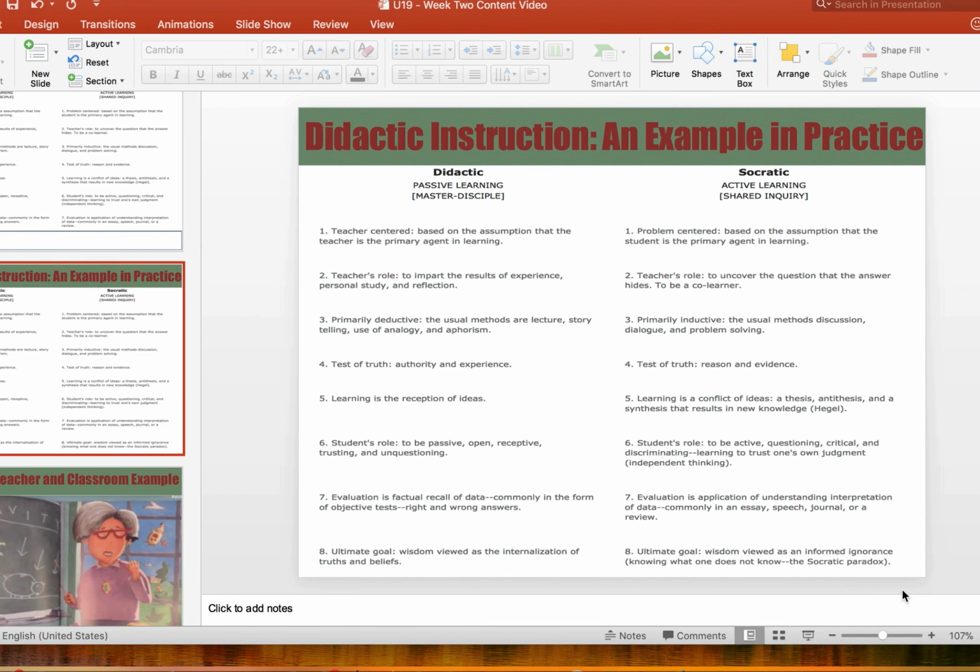So it's kind of that Socratic paradox he talked about, where Socrates questioned, how do you know I'm the most intelligent one? You would have to be the most intelligent one to know I'm the most intelligent. So it's kind of that paradox that he was talking about. So the ultimate goal, again, very different in didactic instruction versus Socratic. Make sure you take the notes on that. And then pause the video here if you need to.